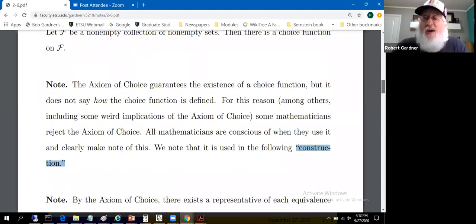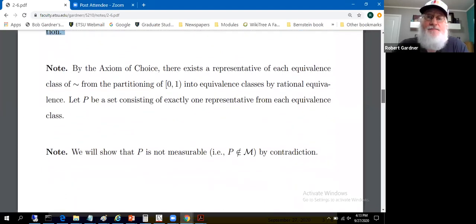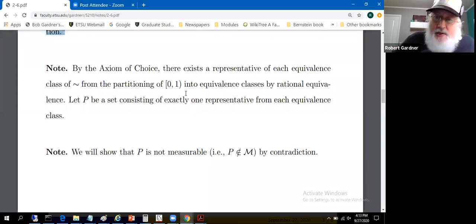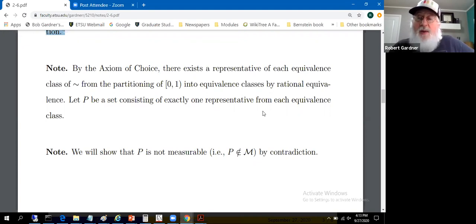So construction, well, its existence is guaranteed by the axiom of choice. All right. By the axiom of choice, there exists a representative of each equivalence class of that equivalence relation, rational equivalence, that we introduced above. We partition the interval 0, 1 into these equivalence classes using that rational equivalence relation. So we're going to define set P to be the set consisting of exactly one representative from each equivalence class.